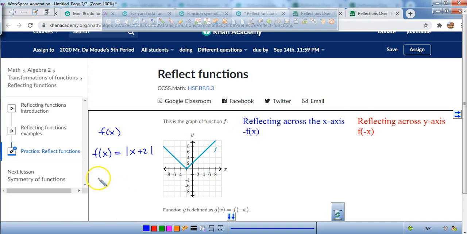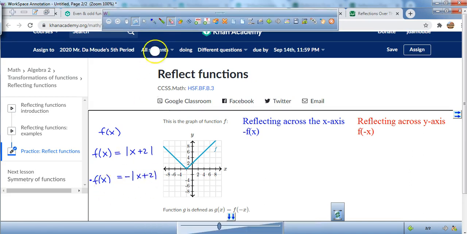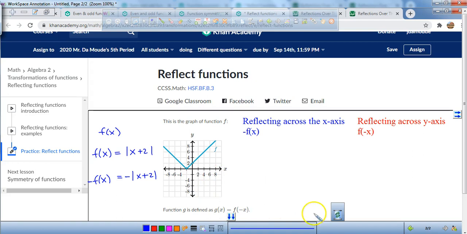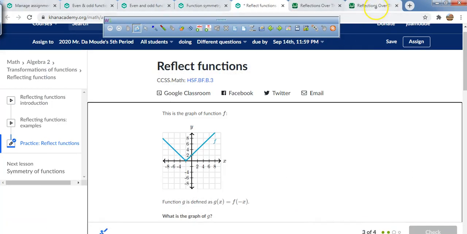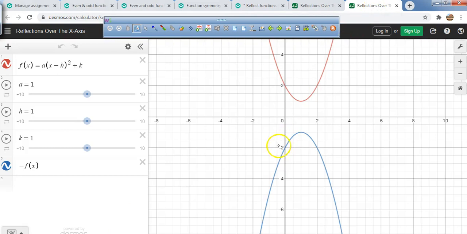So we would make this f of x. If we want to make that a negative f of x, that would equal negative absolute value of x plus 2. All you'd have to do to reflect it across the x-axis is apply a negative on the outside of the whole function. So you'd multiply everything, basically all the values go across. So here's an example of that if we want to reflect over the x-axis.